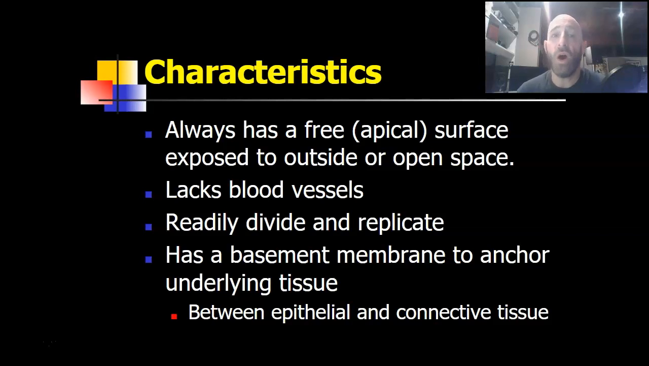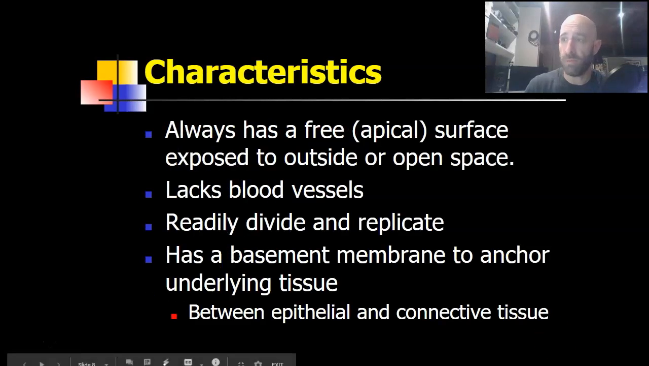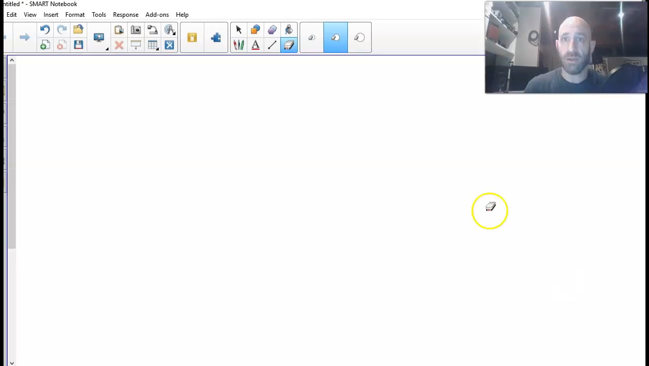And finally, all epithelial tissue has something called a basement membrane, which anchors it to its underlying tissue. And it's always going to be between epithelial and connective tissue. So let me go into some more detail on each one of those. And I think it's helpful to draw some of this stuff out. So let me bring up my little whiteboard here, and I can do some drawing.